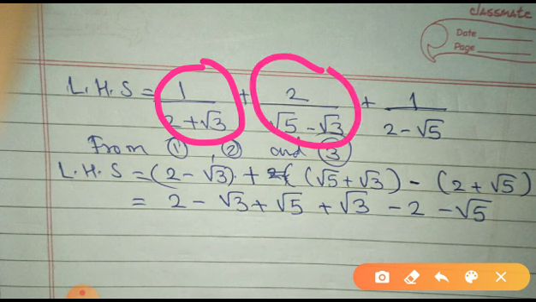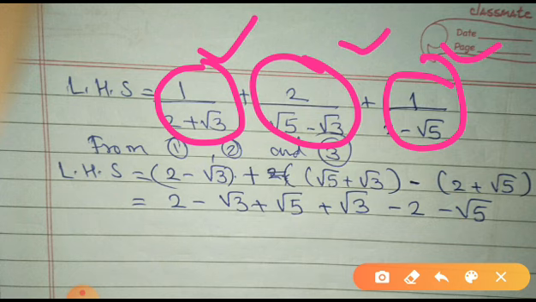Okay. So what was my LHS? LHS is this 3 terms addition. We have found already by rationalizing the 3 terms. So I have just written the values by using your 1, 2 and 3 equations. I have mentioned the equations, so I am just putting the values. So it is 2 minus root 3 plus root 5 plus root 3 minus into bracket 2 plus root 5. Simplify it. Here minus sign, so it should be minus 2 minus root 5.